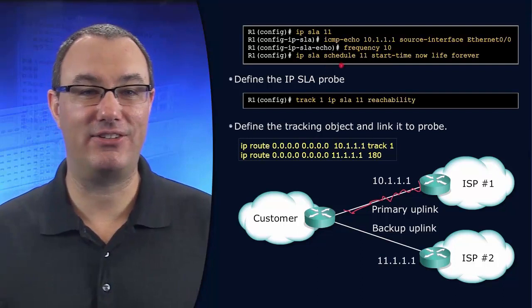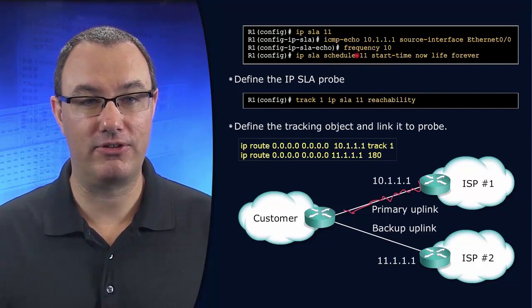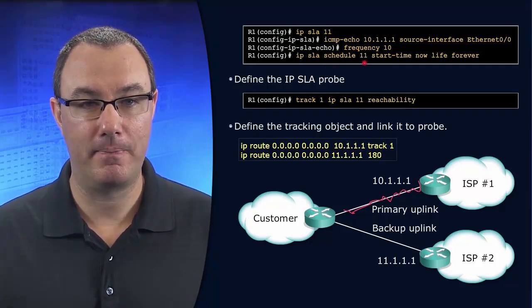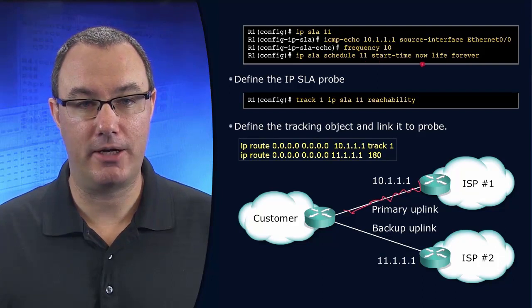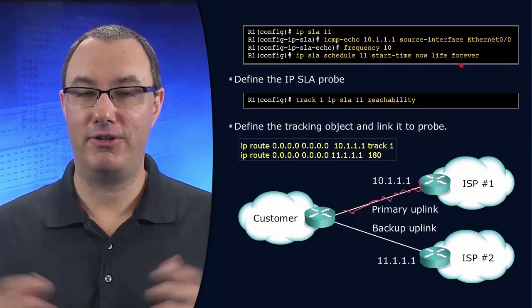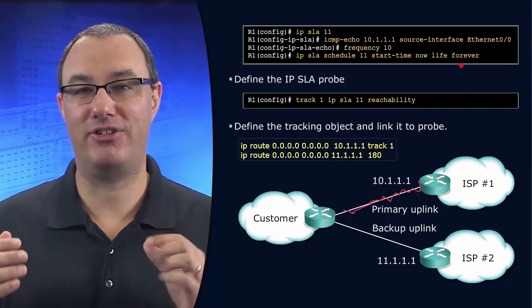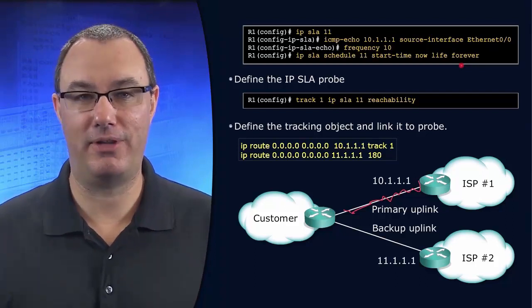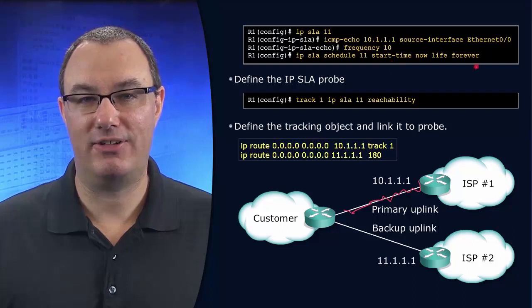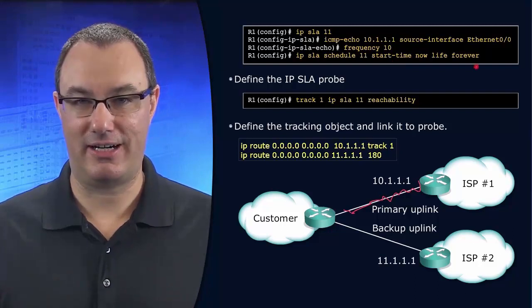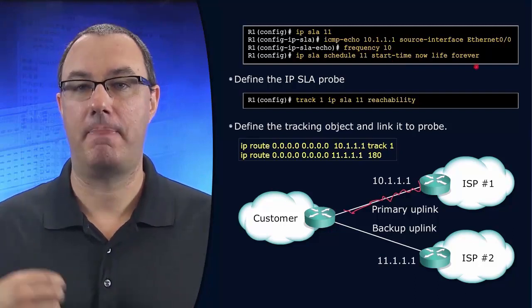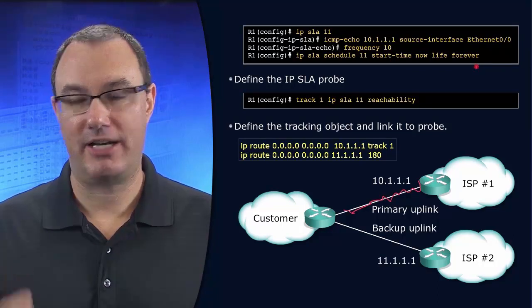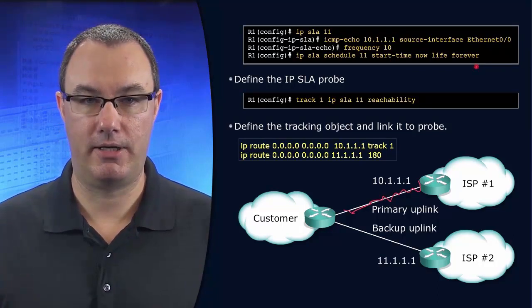IP SLA schedule, reference the probe ID, start time now, life forever. See, you've defined the parameters, but you haven't said do it now. So you're going to need to do that. Memorize that syntax. That is the right syntax for IP SLA in a testing environment for path control.